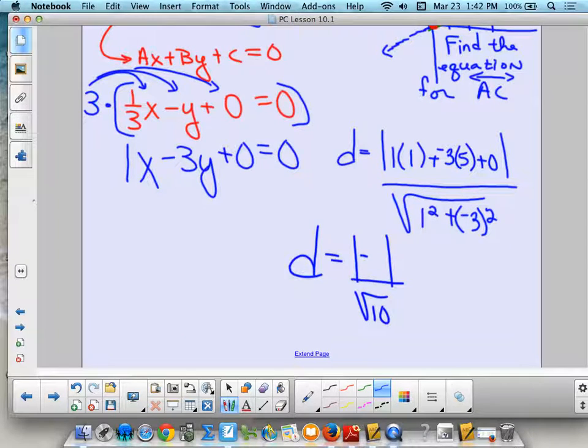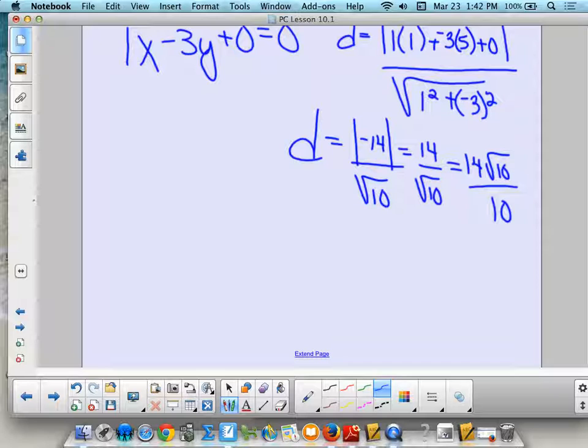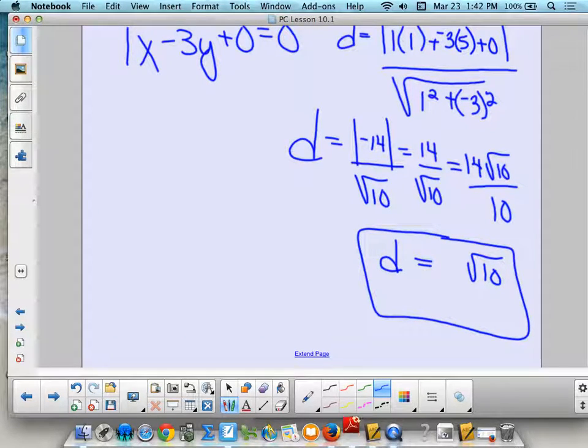14. I'm getting negative 14. Either you get negative 14 or you get positive 14. I got negative. The absolute value will turn that into 14 over square root of 10. Once I rationalize, I get this over that. And then I reduce it to get what? Say it again. 7 square root of 10. There it is, yep. 7 square root of 10 over 5.